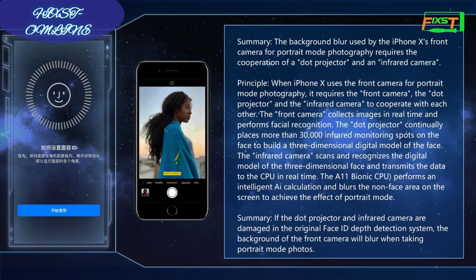If the dot projector and infrared camera are damaged in the original Face ID depth detection system, the background of the front camera will not blur when taking portrait mode photos.